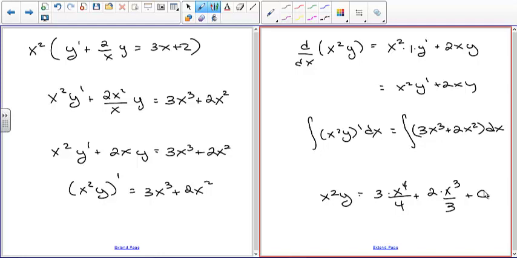So the whole idea of integrating factor is to take a first order linear differential equation and make it so that the left-hand side can be combined into one term, and then you integrate that one term, and it's a piece of cake.